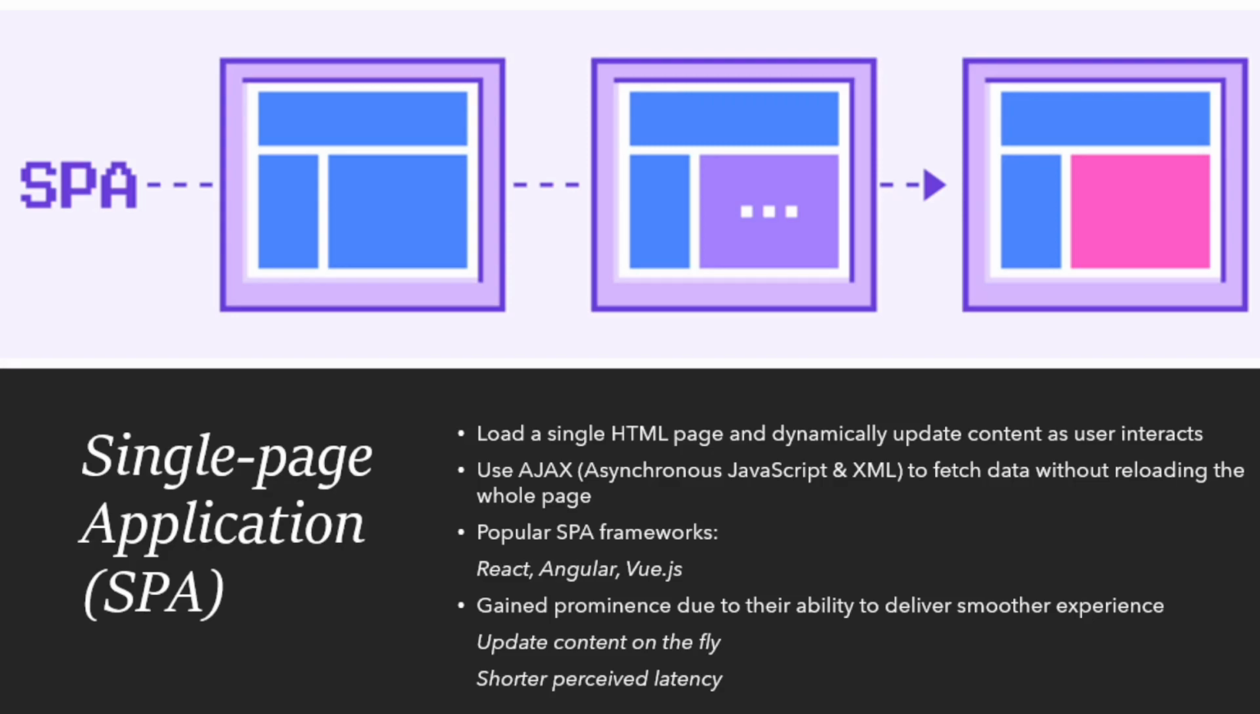Single-page applications, on the other hand, load a single HTML page and dynamically update the content as the user interacts with the application. They use AJAX, or asynchronous JavaScript and XML, to fetch data without reloading the entire page. This results in a smoother user experience. Some popular SPA frameworks are React, Angular, and Vue.js. It's important to note that these are equally as viable for an MPA model.